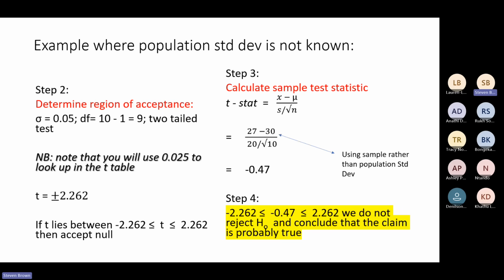I mean, please, it's more important that you get the number right at this stage. And it'll be plus minus 2.262. Why is it plus minus? Because it's a two-tailed test. All right, so now class, you've got something to work with.